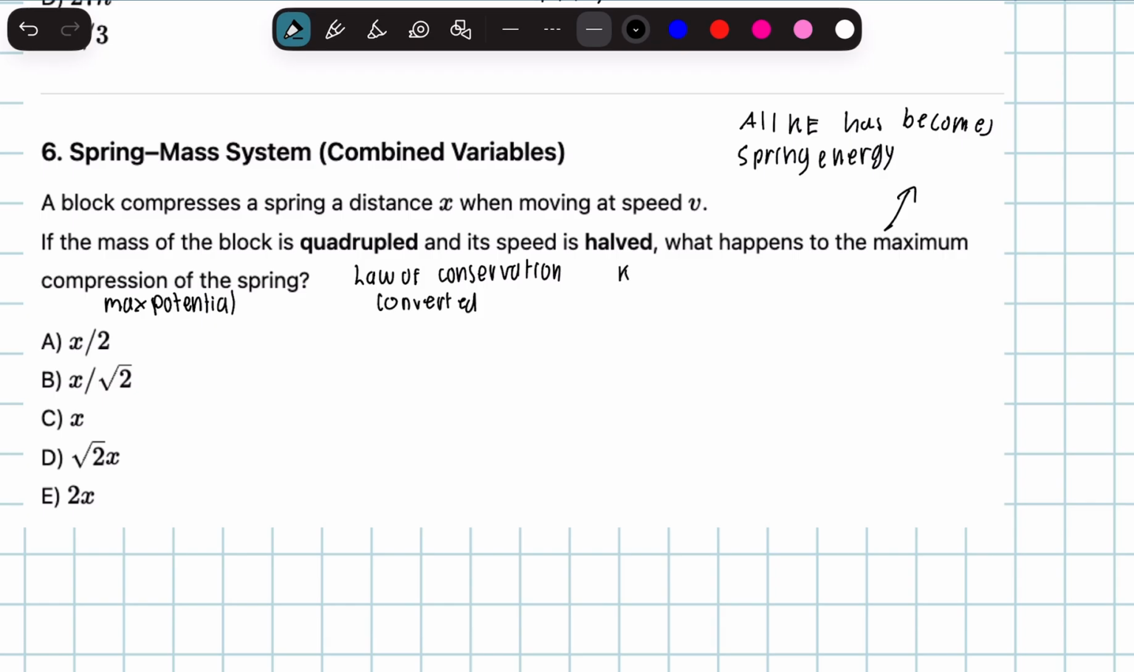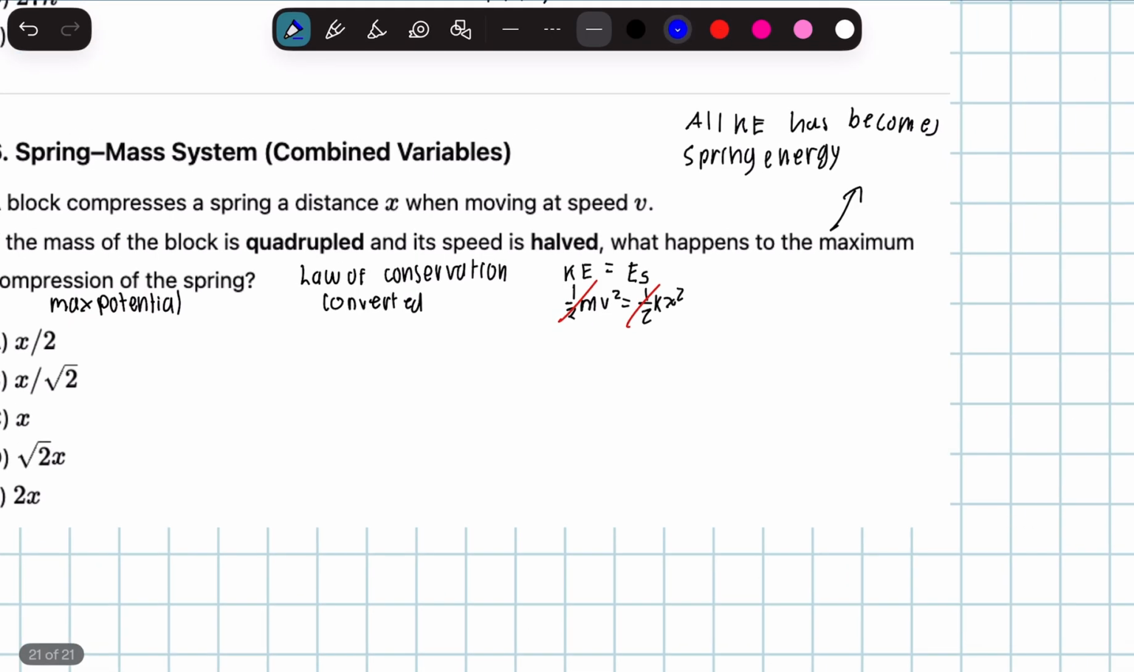And you can set kinetic energy equal to spring energy. So you have 1/2 mv squared, and that's going to equal 1/2 kx squared. So you can just cancel that out, and you can also cancel these two out too. So you're just left with, we'll just keep that. So we'll get x squared is proportional to mv squared, and x is proportional to the square root of mv squared.